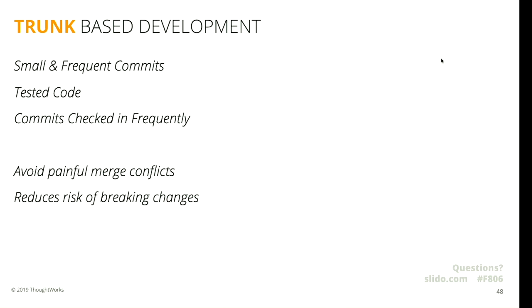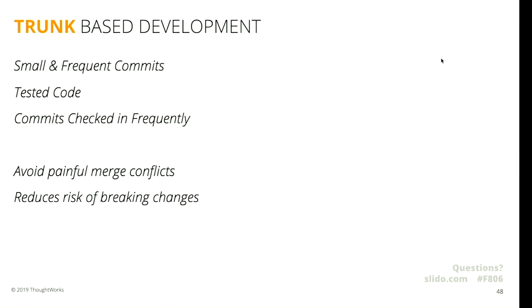The principles of trunk-based development are having small and frequent commits, tested code, and commits checked in frequently. The reason we want this is that if we have small and frequent commits and something breaks, we know exactly what we've done, and we can always go back and change it really fast. If we have a large amount of changes just pushed to master, then we'll have to investigate and it will take longer.